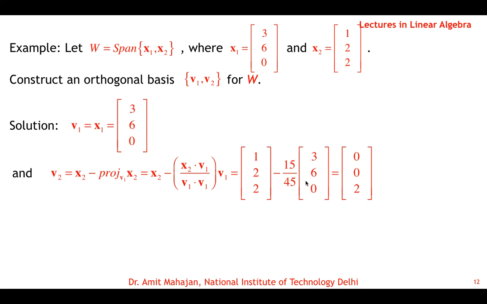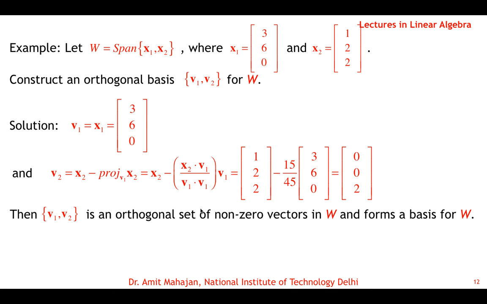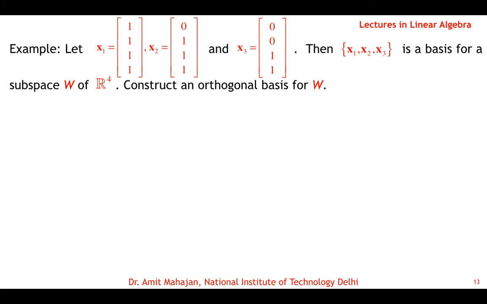And v1 is 360. So immediately we can calculate this difference, and this is the second vector. Clearly you can see that v1 dot v2 is 0. So the inner product of these two vectors is exactly 0. They are orthogonal vectors, and they are independent, and they span the same space as spanned by x1, x2, that means W. So they become the orthogonal basis for W. So v1, v2 is an orthogonal set of non-zero vectors in W, and they form the basis for W.